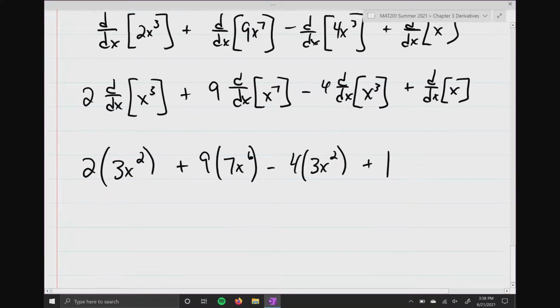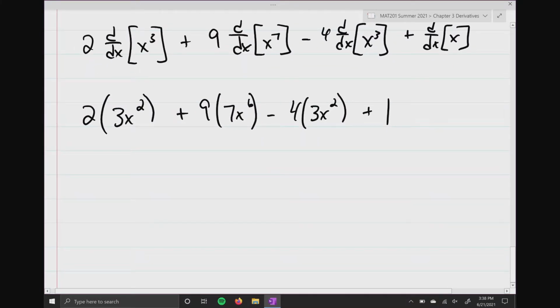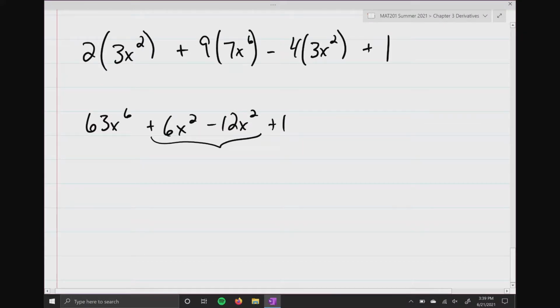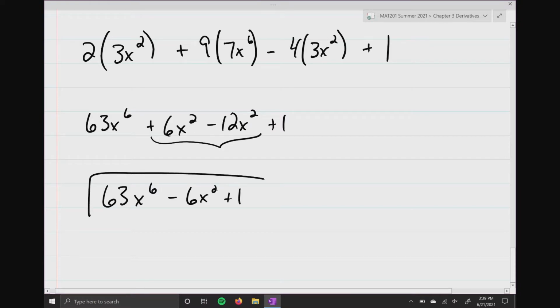And then just to clean this up a little bit, writing in descending order, 9 times 7 is 63x to the 6th. 2 times 3 is plus 6x squared. Negative 4 times 3 is minus 12x squared plus 1. And then I can group like terms in the middle. 63x to the 6th minus 6x squared plus 1.